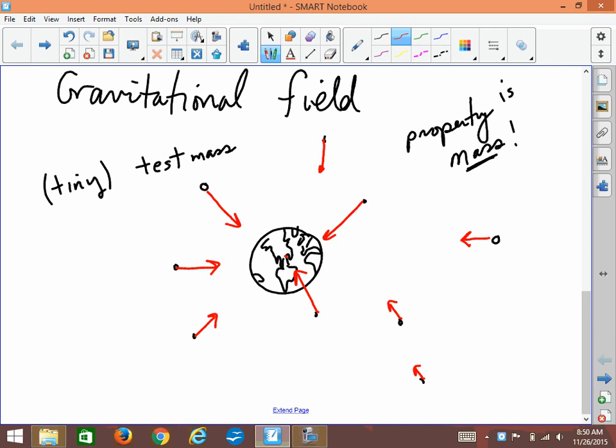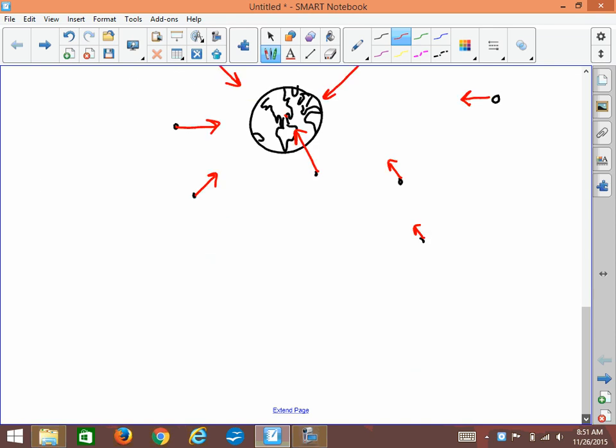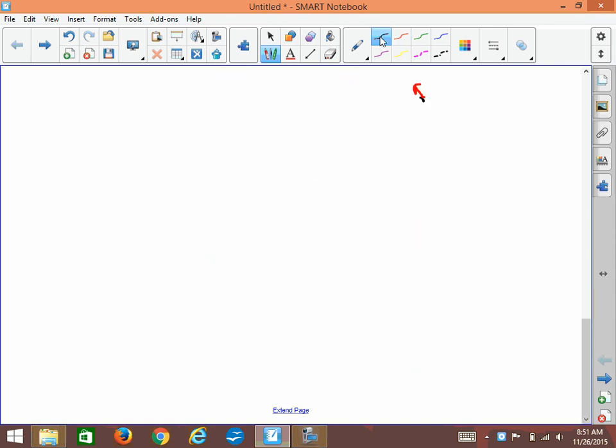Just like the aroma field, it's kind of the opposite. The aroma, well, no, it is exactly the same, isn't it? The aroma was stronger closer to the stove. And so here, the force is stronger closer to the Earth. So we can draw this in a slightly different way. We can just put the Earth in the middle, and in fact, a dot works best because there's the center of mass of the Earth.